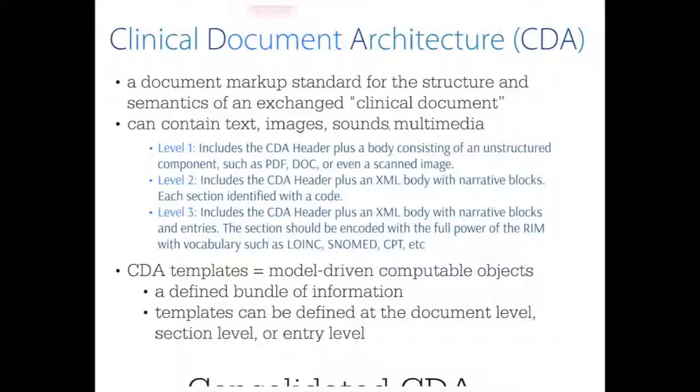Then level 2 is a little more structured. It can have a body with more narrative blocks, and each section is identified with a code. Typically it's a LOINC code, but it can vary. And then level 3 is a CDA header plus an XML body that has narrative blocks and entries. The section can be encoded with the full reference information model, and it leverages more of the reference terminologies.